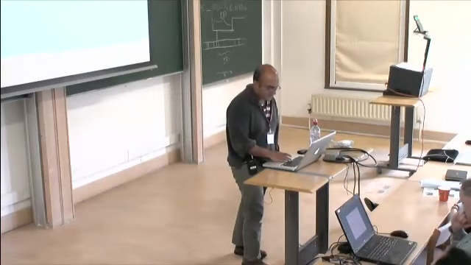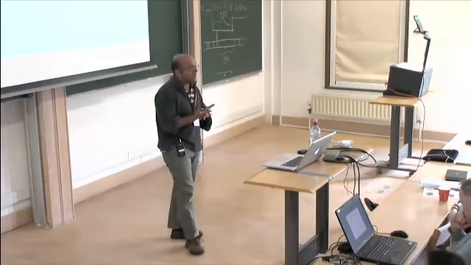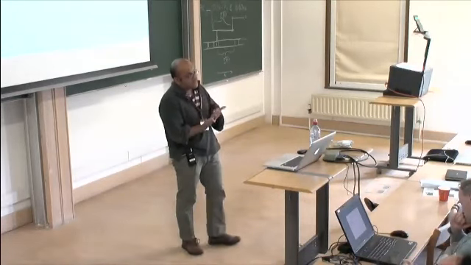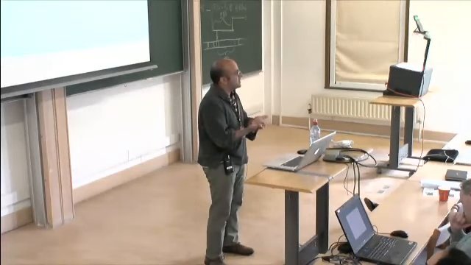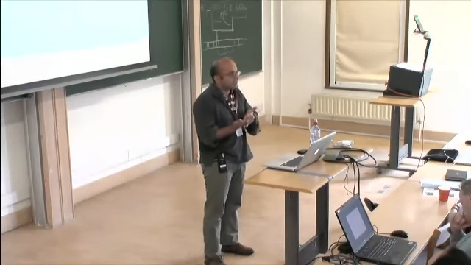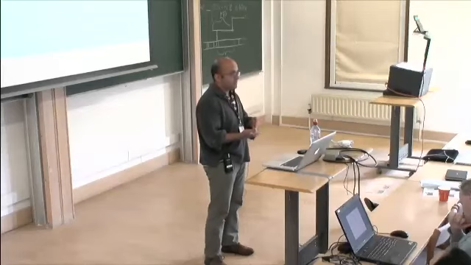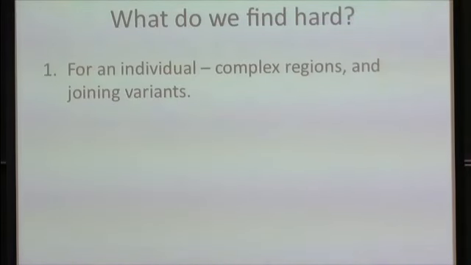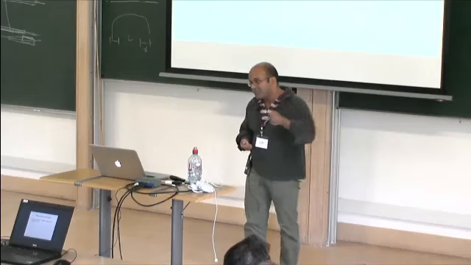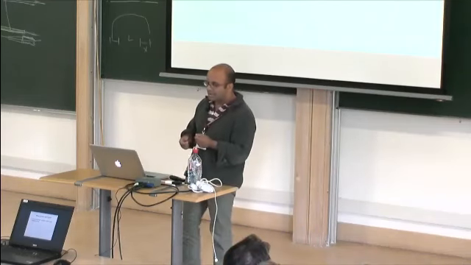Okay, so that's the first half. Now the question is, what do we find hard? For an individual, if you really want to understand the genome of an individual, you need to understand the bits that are close to repeats. What I've done so far is model our ability to avoid repeats and call variants everywhere else, but really what we want to do when we want to get to know things well is we need to break into those repeated regions.